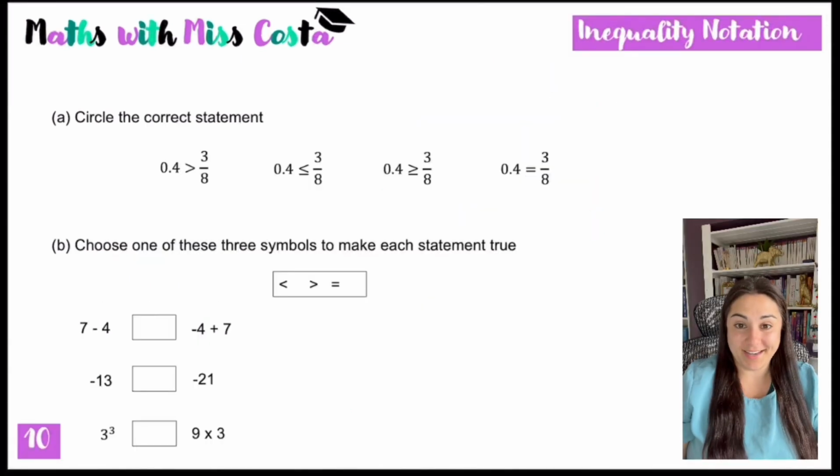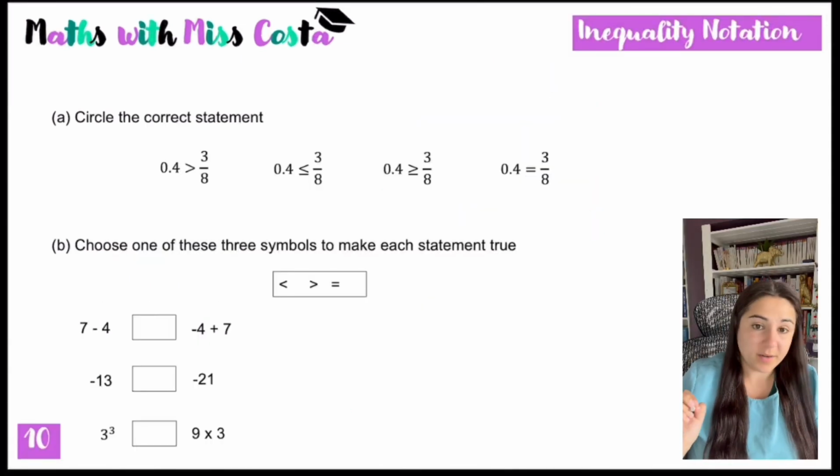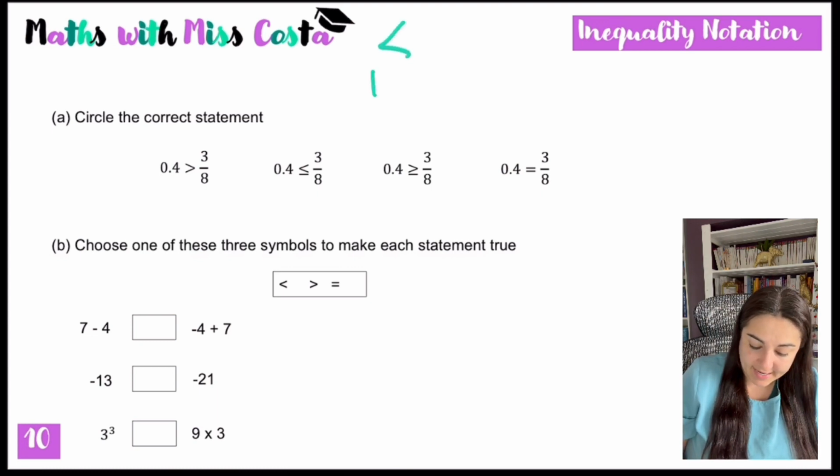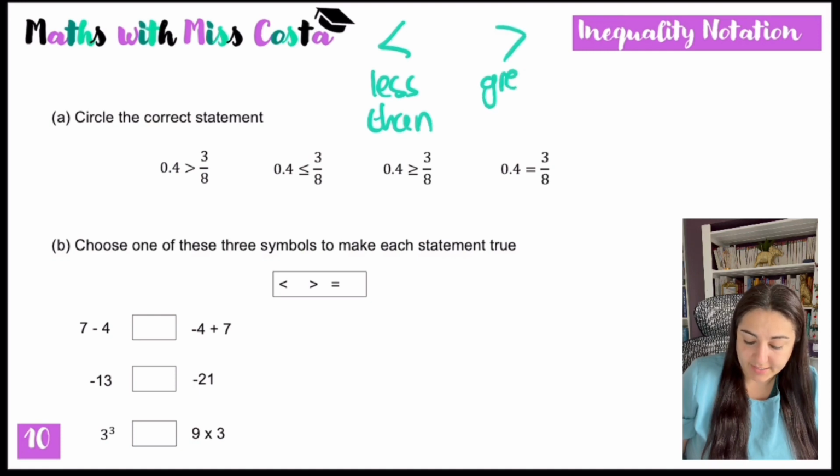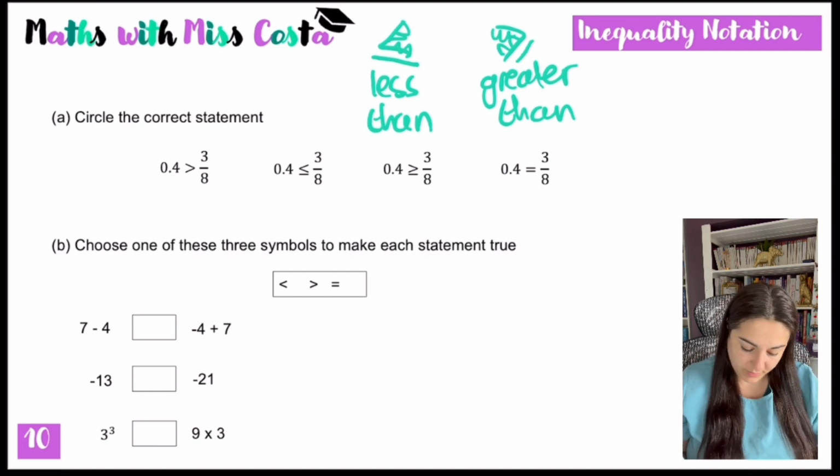So next I've got inequality notation, and when I'm using inequalities, that just means that I'm saying that something is less than or greater than. Okay, so maybe you remember from primary school that the crocodile teeth, they always face the larger number. And if you've got a line underneath like that, that would mean less than or equal to, and here it would mean greater than or equal to. So I need to circle the correct statement.